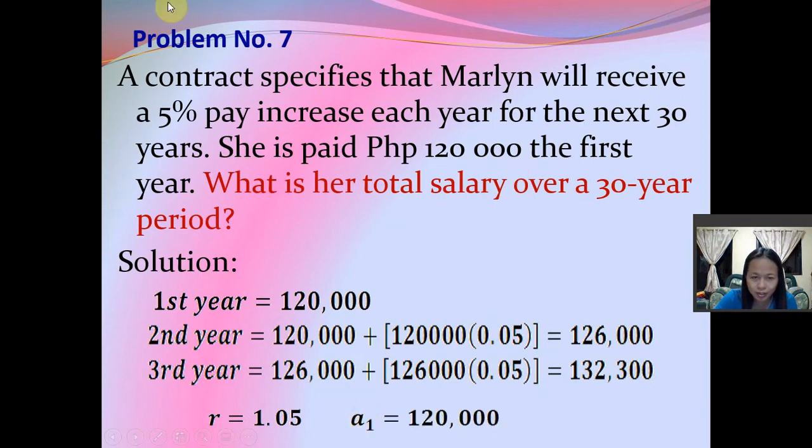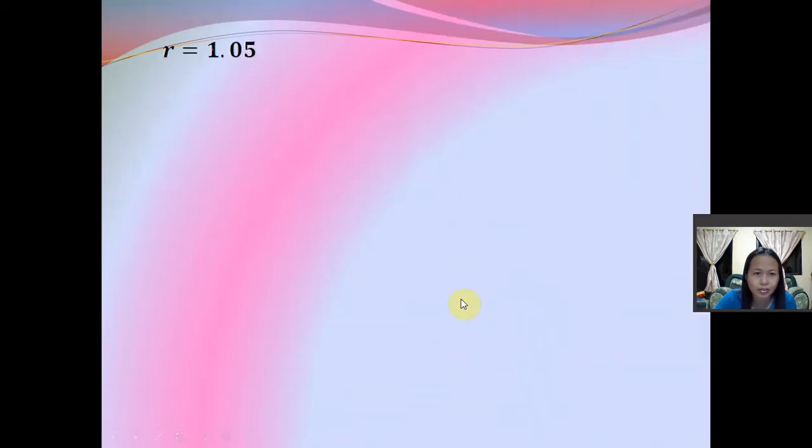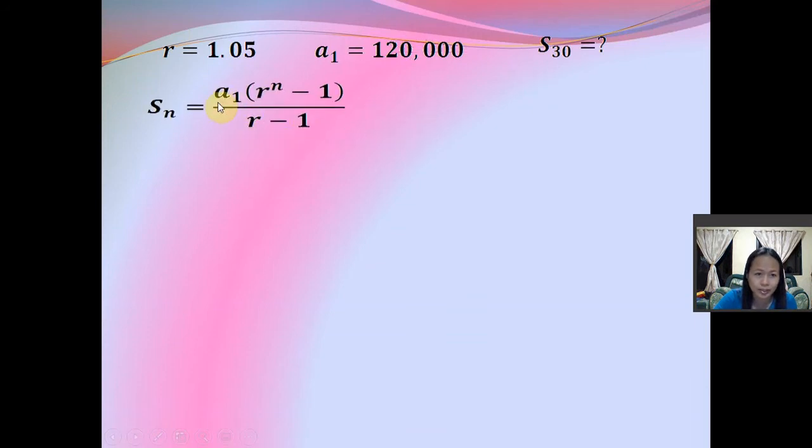So we will be solving this problem using the formula for getting the sum of the finite terms of a geometric sequence. The first term is 120,000 and we are looking for S sub 30, or her total salary over a 30-year period. Okay, so the solution will be this one.